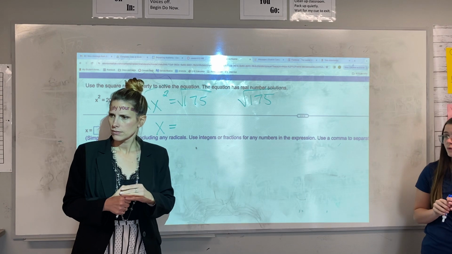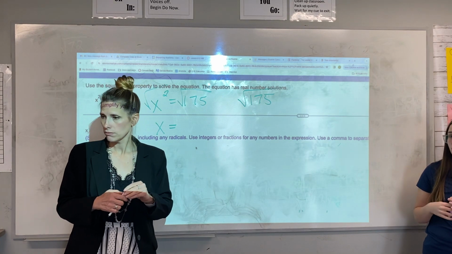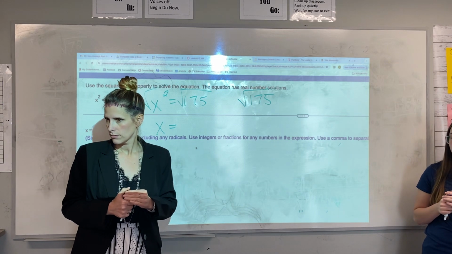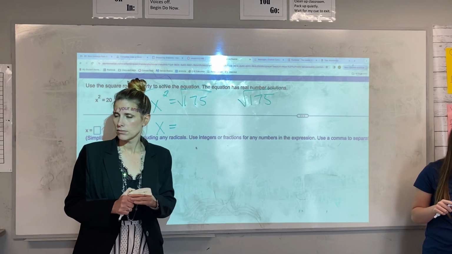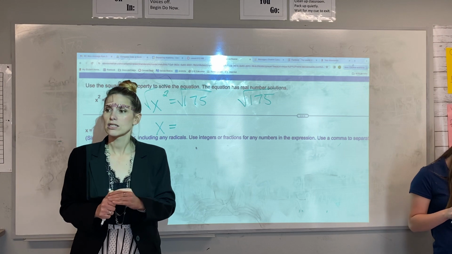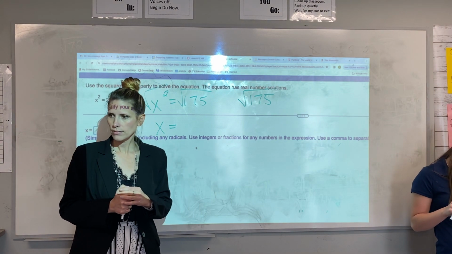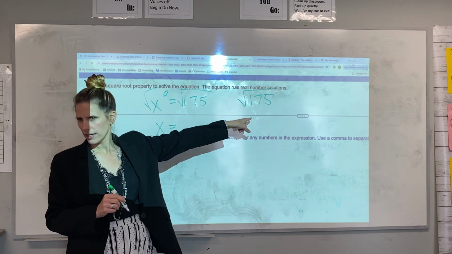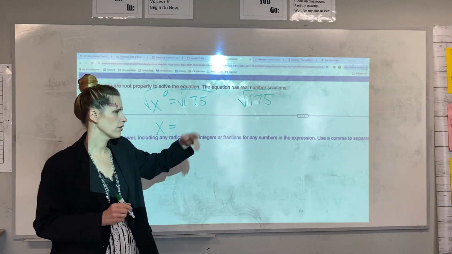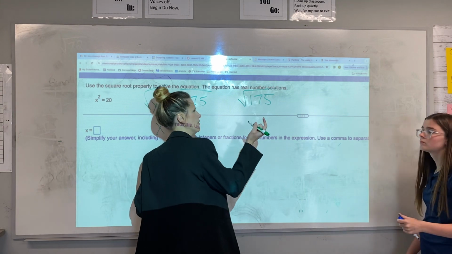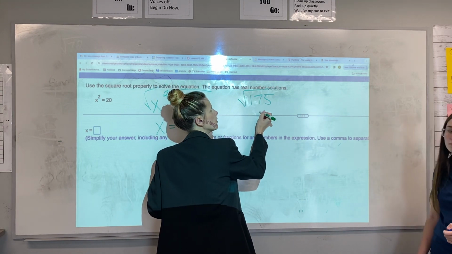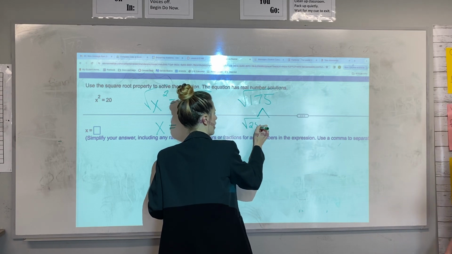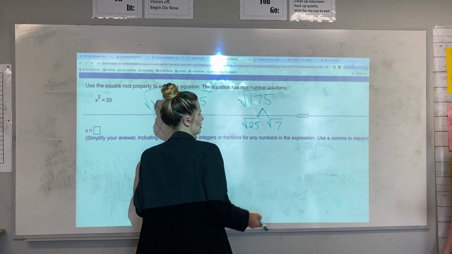4, 9, 81, 64. What about 25? You broke 175 down into 25 and 7. Is that right? Get a calculator. 25 times 7, is that right? Yeah. Radical 25 times radical 7.